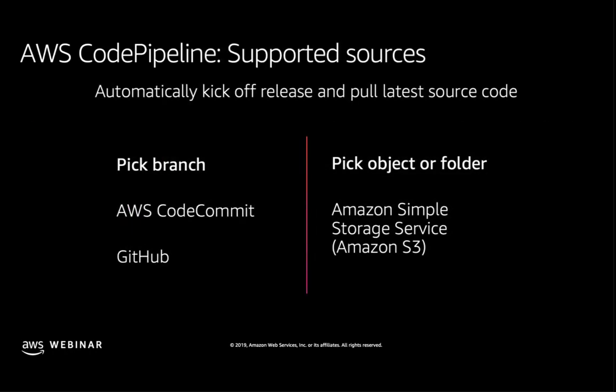So let's talk about supported sources for CodePipeline. CodePipeline allows you to trigger your pipelines with Git, so that's either with CodeCommit or GitHub. So you can pick a CodeCommit repo or GitHub repo and select a branch, and anytime there's a commit to that branch, that'll trigger the pipeline. You can also trigger it off of S3. So you can have an object in S3 and monitor that object, and when a new version of that object gets uploaded, that'll trigger a pipeline.